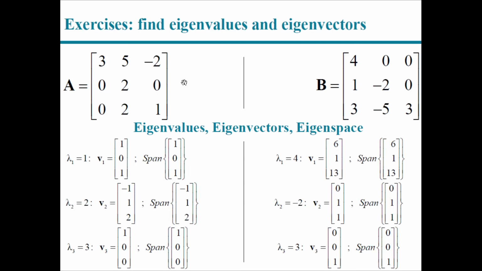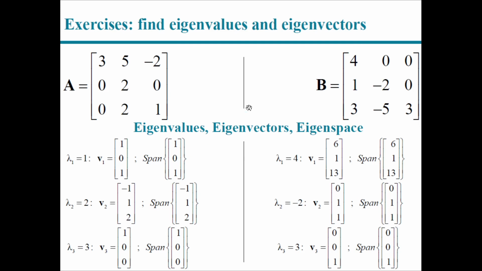So here are some other matrices. So these are 3 by 3. This one has three different eigenvalues. So each eigenvalue will be of algebraic and geometric multiplicity 1. So it will have an eigenspace generated by one eigenvector. So the dimension of the eigenspace will be 1. So those are just things for you to practice.